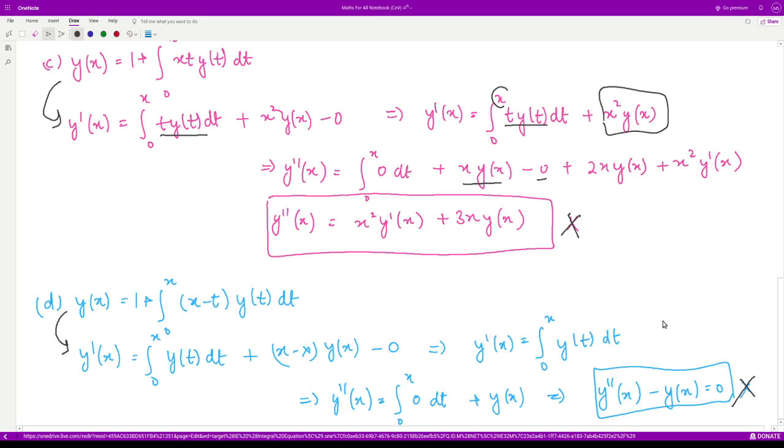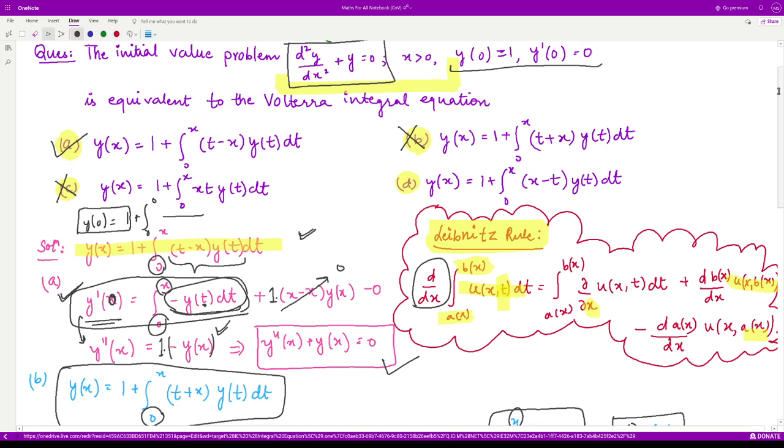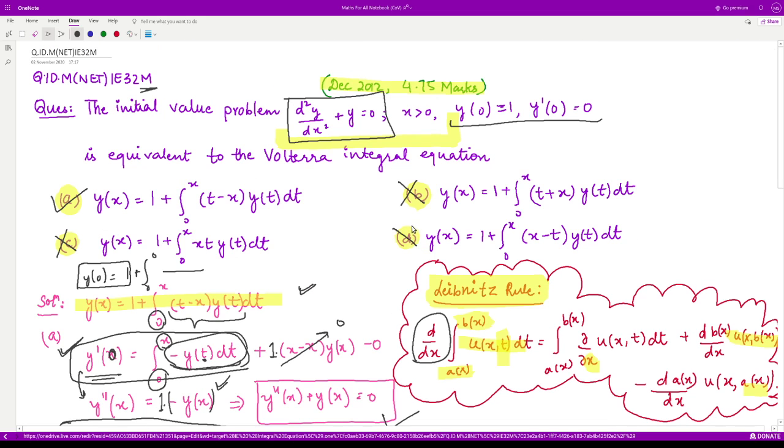Why? Because in our question we are given y double dash x plus y of x is equal to 0. So this also does not match with the given initial value differential equation. Therefore this is also not the correct option. So the only correct option is option A. That is it for this video.